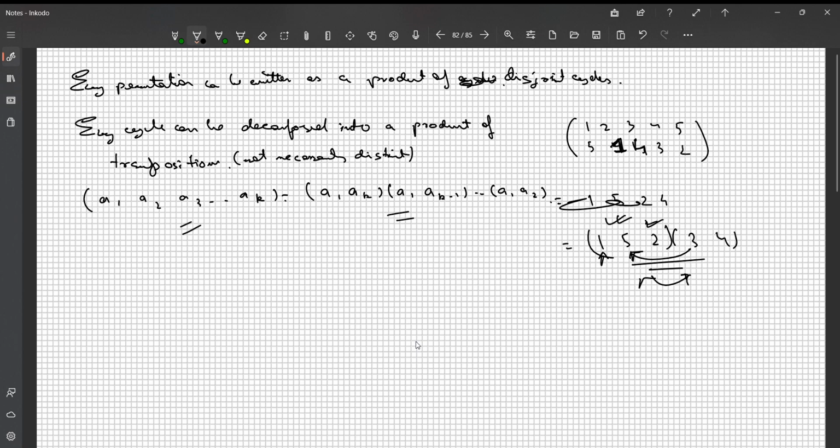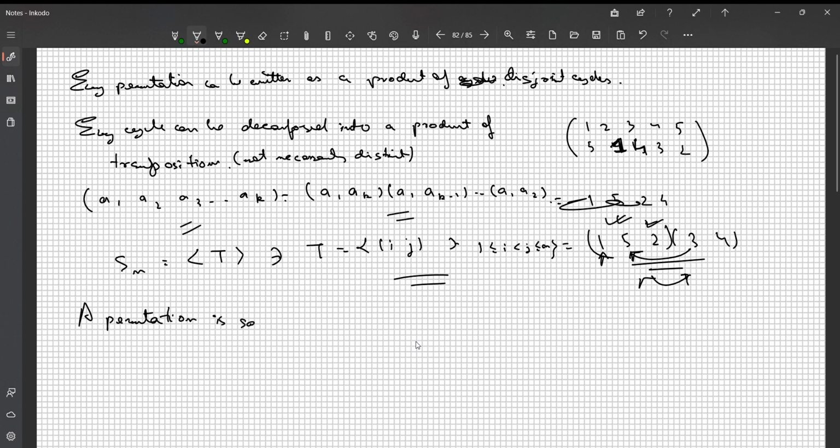Clear? So every cycle can be decomposed into a product of transpositions, not necessarily distinct. Clear? Or disjoint, I should say. Got it? Now, since every cycle can be decomposed into two cycles, therefore we can say that the permutation group Sn can be generated using two cycles, right? So we can write this as generated by the set T, such that T is the set of two cycles (i j), such that 1 less than or equal to i less than j less than or equal to 10. Clear? Got it?